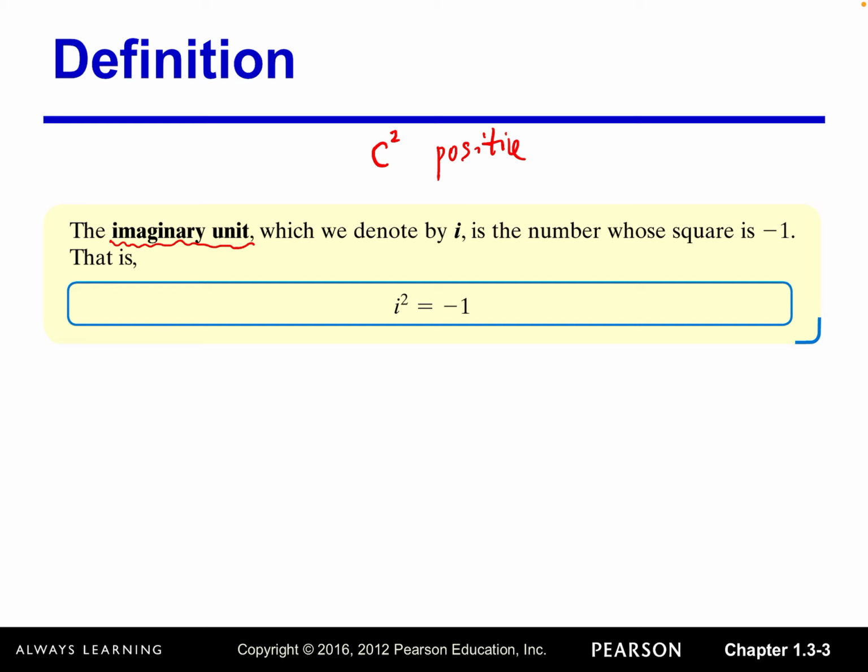Something whose square equals a negative number. We call this the imaginary unit. We denote it by little i, and we define i squared equals negative 1. You just have to memorize it: we define i squared equals negative 1. Again, in real numbers, we don't have such a thing. Any real number squared must be a positive number. Only in the complex number system do we define i squared equals negative 1. So keep that in mind.